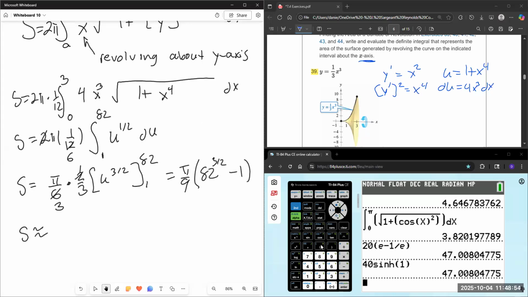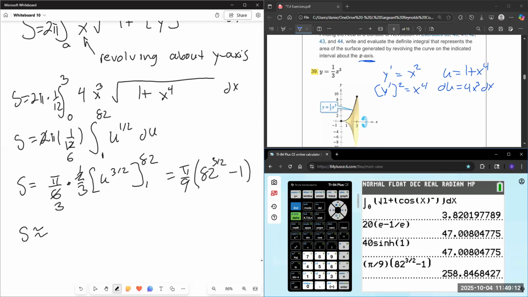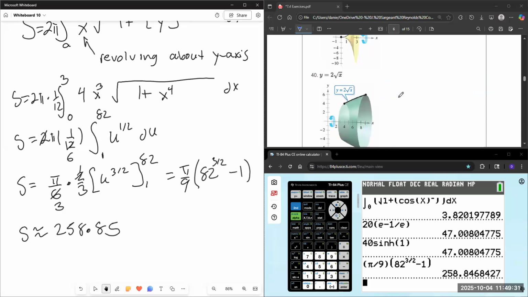and S is approximately pi over 9 times 82 to the 3/2 minus 1, 258.85 is sufficient for the answer that the book gave. So let's continue with number 45.